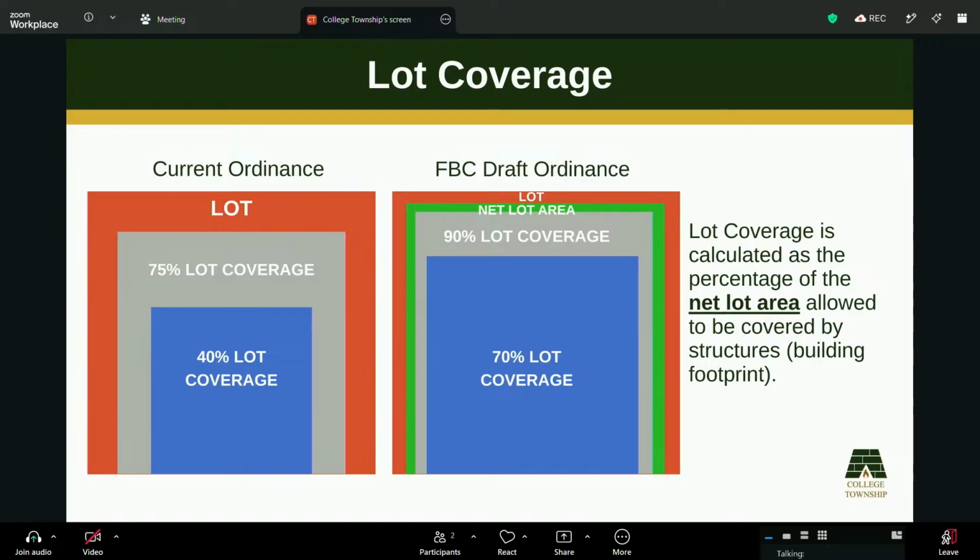Any questions on that? I do have a question. So this pertains to each individual lot within a development? Yes. I wanted to clarify that, not the total development as a lot. Correct.